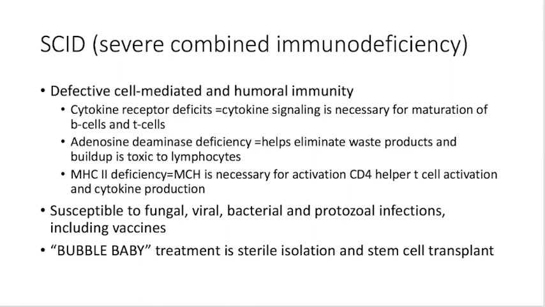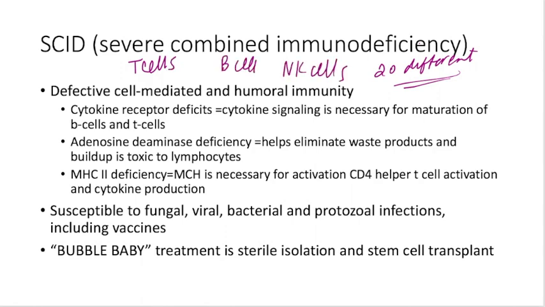There are at least 20 different forms of SCID, so just understand this as an overview and understand that it's going to affect T cells, B cells, and also natural killer cells. You can have any combination of defects in them. So we have an adenosine deaminase deficiency, which helps eliminate waste products, and the buildup is toxic to lymphocytes.